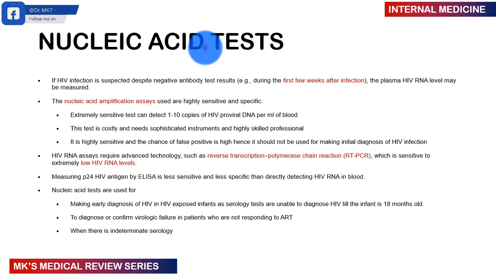So they can actually detect as little as 1 to 10 copies of the proviral DNA per mL of blood. And that's a very sensitive thing. But the drawback of this is that they're quite sophisticated. They require highly skilled personnel to carry out, and the test costs a lot of money. So regardless of them being very specific and very sensitive, they cost a lot of money. But these are very important, especially in children.